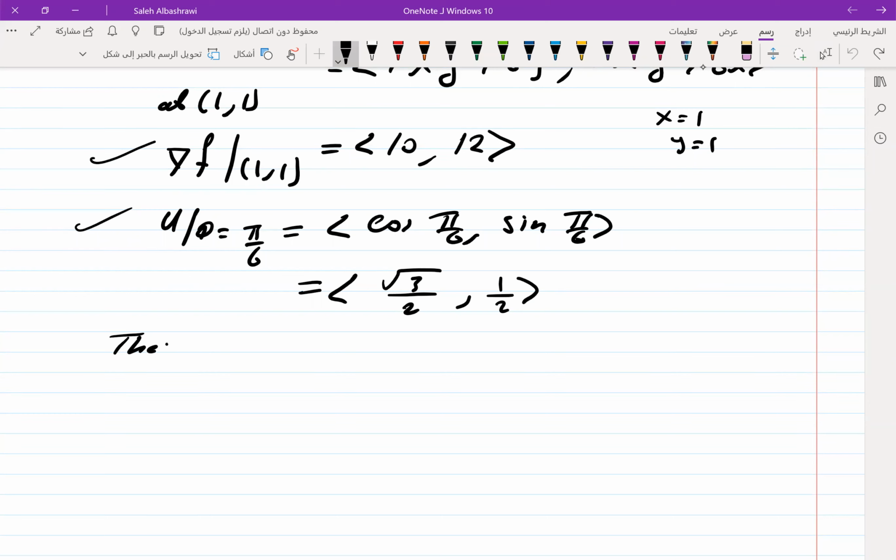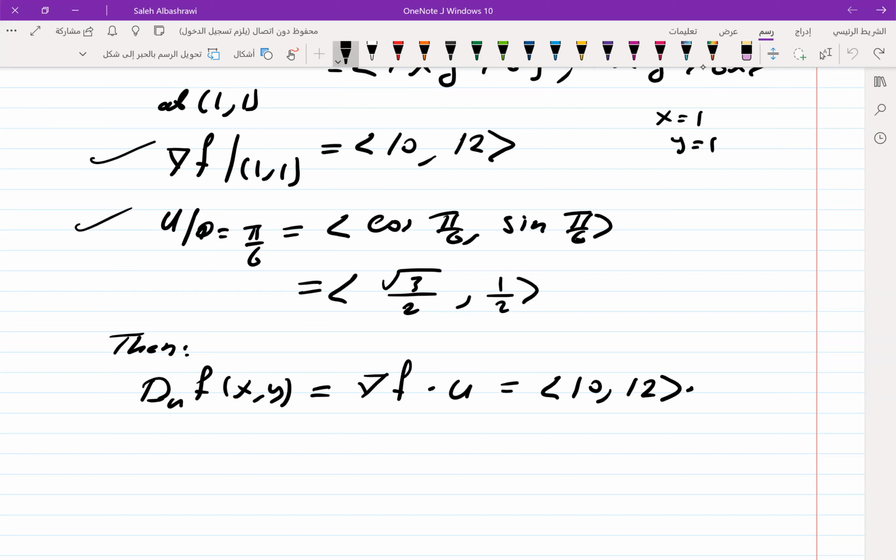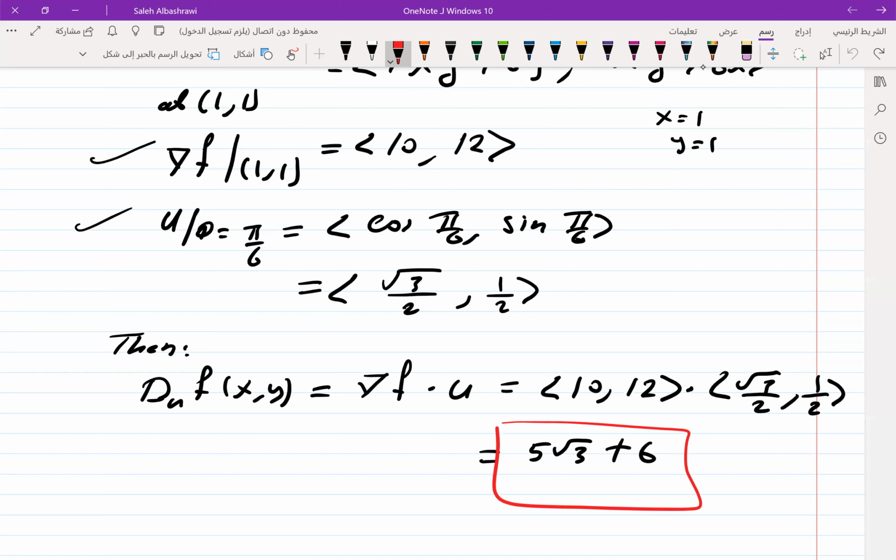Then the directional derivative in this direction is equal to the gradient dot u. The gradient is given by 10, 12, dot product with square root of 3 divided by 2 and 1/2, which is equal to 5 square root of 3 plus 6. So the directional derivative is given by 5 square root of 3 plus 6.